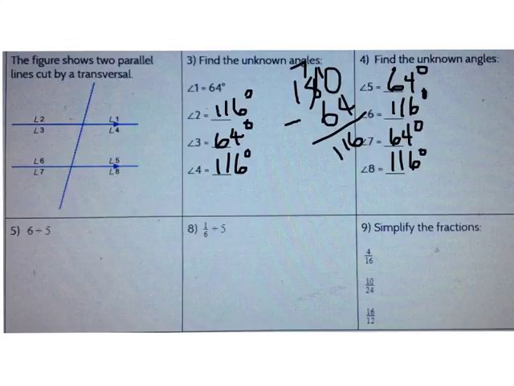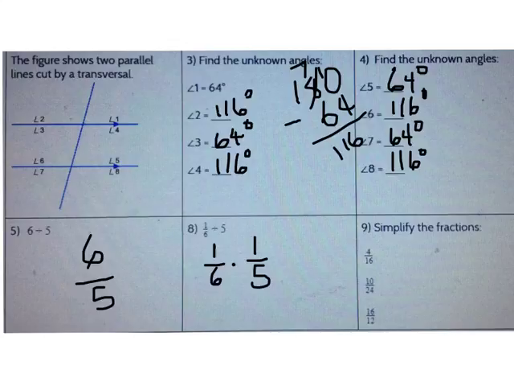What's 6 divided by 5? Write your answer as an improper fraction. 6 divided by 5 is 6/5. What's 1/6 divided by 5? Well, 1/6 divided by 5 is the same as 1/6 times 1/5. What's 1/6 times 1/5? It's 1/30.